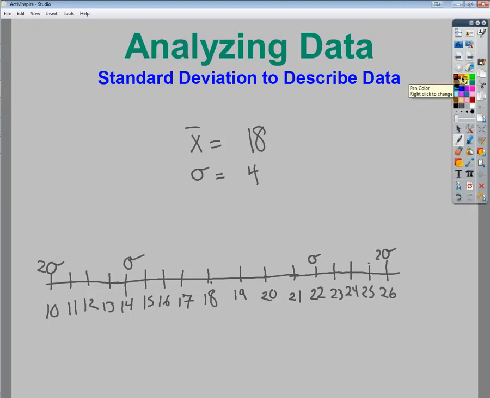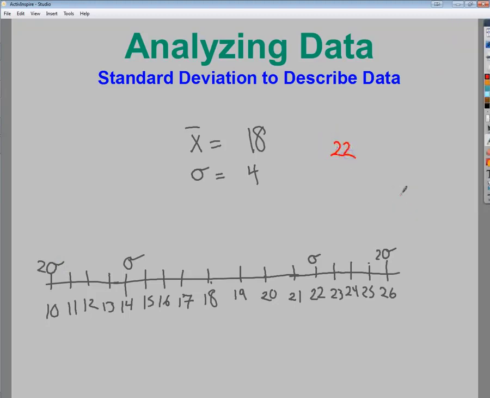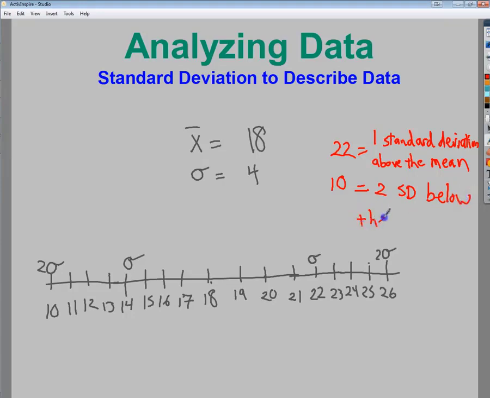So if I want to know specific information about a number, so say I want to know where 22 falls, or I want to know where 10 happens to fall. Well, 22 is one standard deviation above the mean. 10, however, is two standard deviations below the mean. So basically, it just gives me a sort of a reference point to explain where information tends to fall.